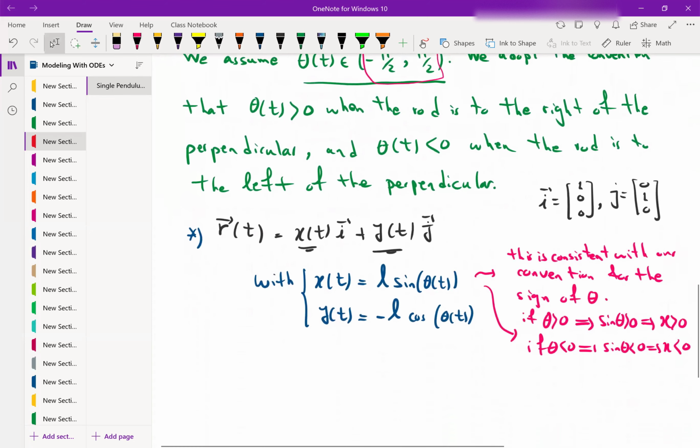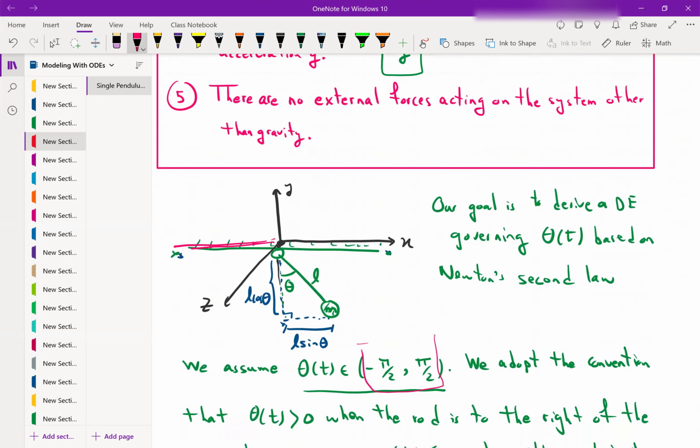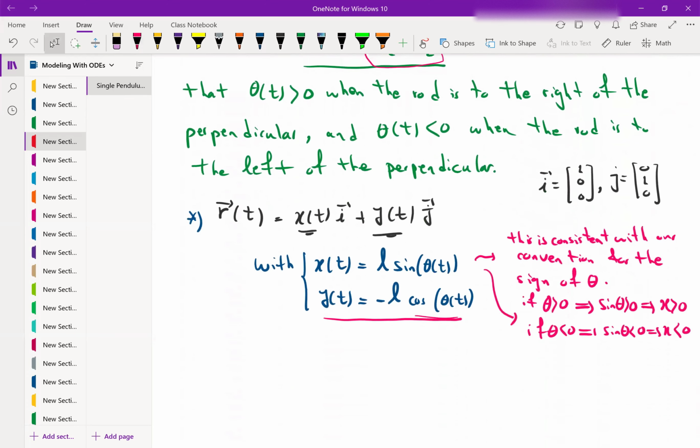All right. And cosine of theta of t is always a positive number when theta is between negative pi over 2 and pi over 2. So y of t in this formula that you see here is always a negative number, which again is consistent with what we have here. As the pendulum is swinging back and forth, the y coordinate, because of the way I chose my coordinate system, is always a negative number. So everything is perfectly consistent. Nothing weird is happening here. We did our analysis. We made sure that everything is careful and consistent.